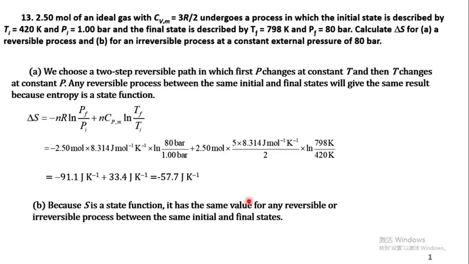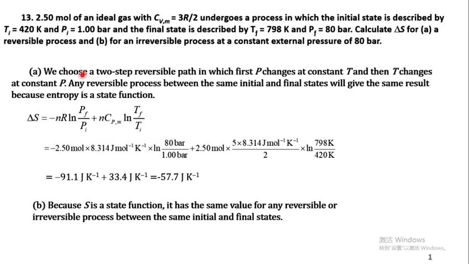For the next question, this question is also a calculation question. This tells us this is the initial state, and the final state is this one. So that is equal in the reversible process, and for an irreversible process.